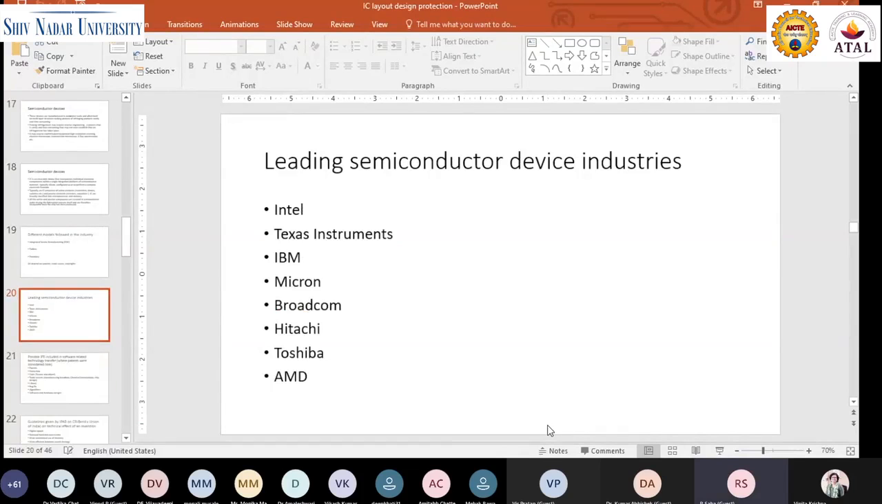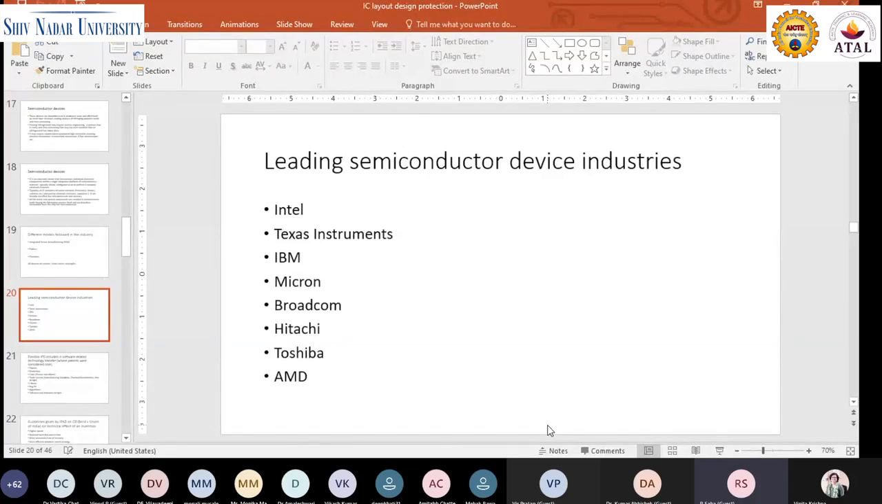Now, these are the top or leading semiconductor device industries: Intel, Texas Instruments, IBM, Micron, Broadcom. Many of them have manufacturing facilities, and many of them do not. Like IBM, I don't think they manufacture ICs as such. But Broadcom and Texas Instruments are into this game, and Intel is also there. Then, of course, take Qualcomm. Qualcomm has a very interesting licensing and valuation policy in the sense that Qualcomm is only a fabless company. It actually designs these ICs, and for manufacturing it, they give it to someone else, right?